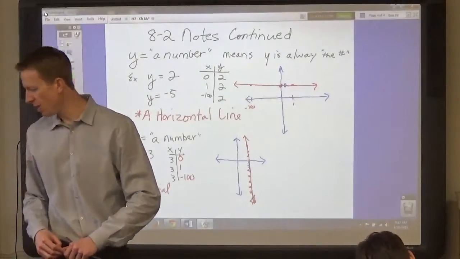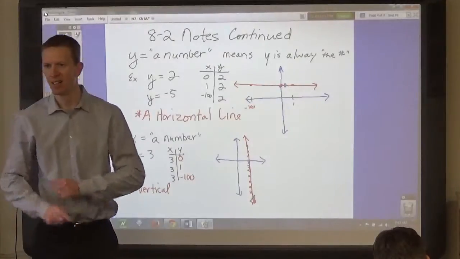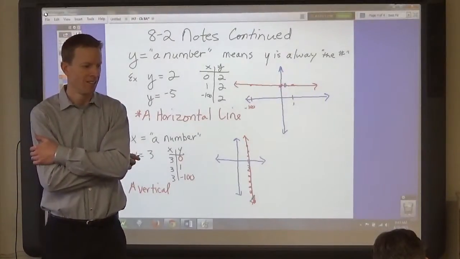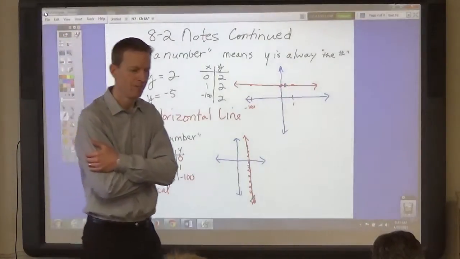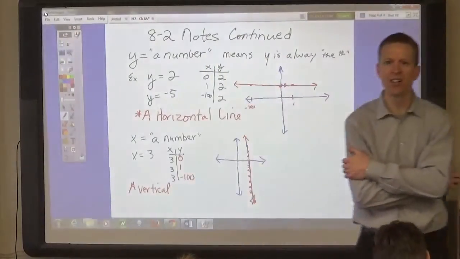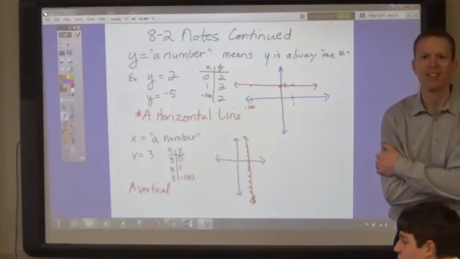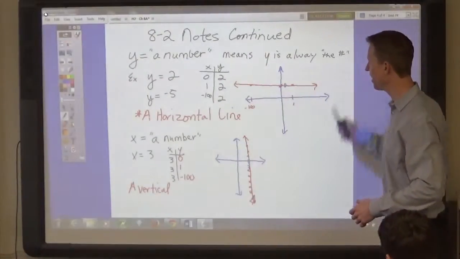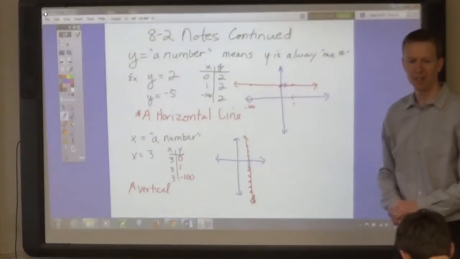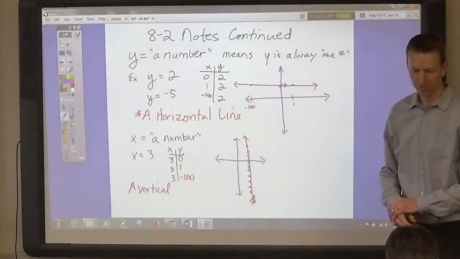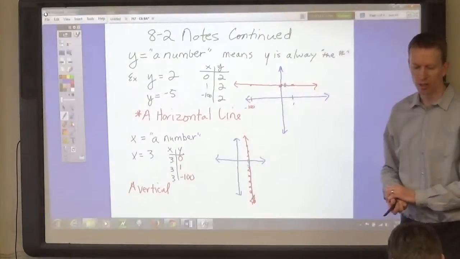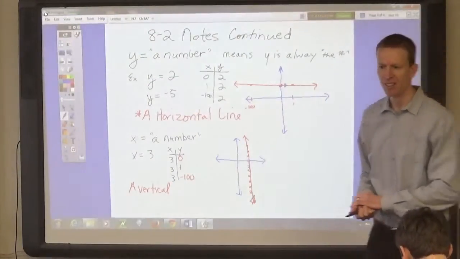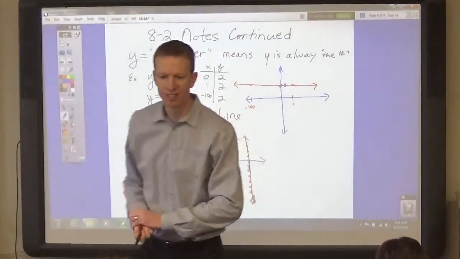Graph y equals 3. What would that look like? Kira? That's a horizontal line at 3. Yep, a horizontal line at 3. How about number 2? Do number 2.